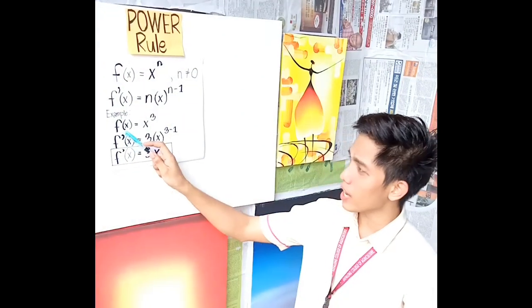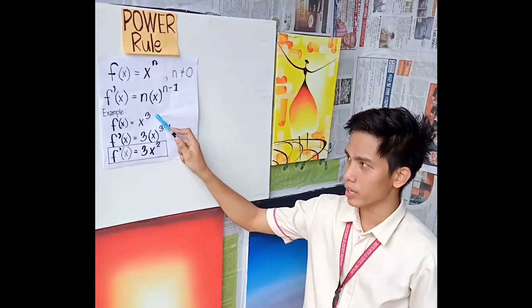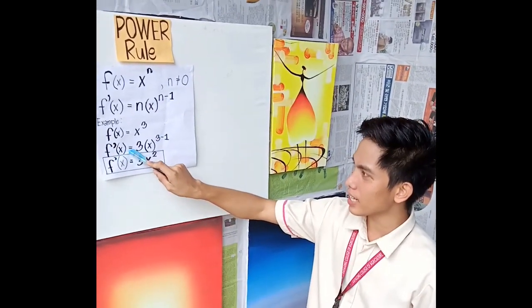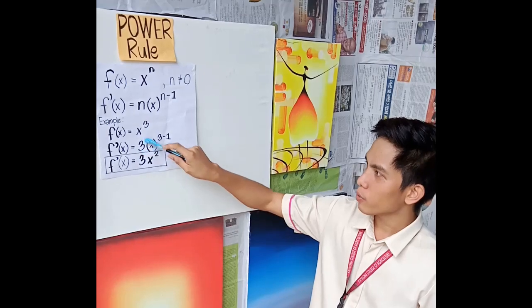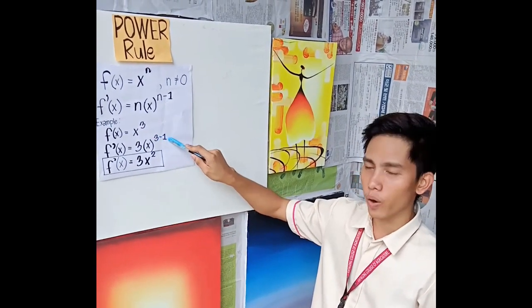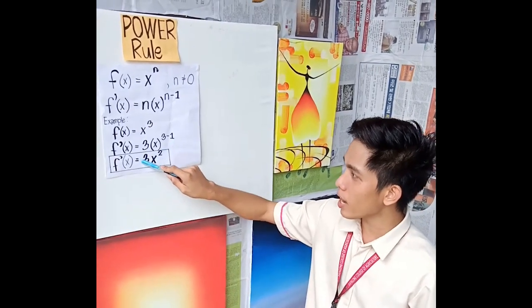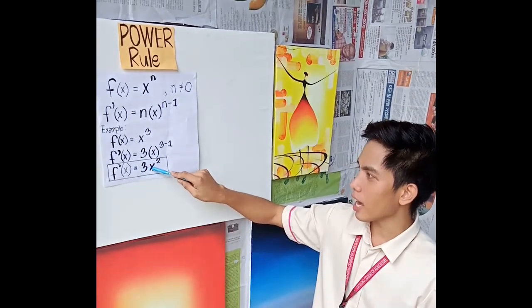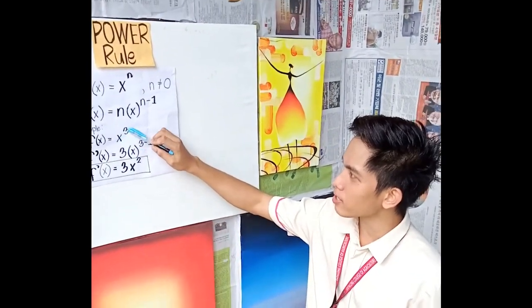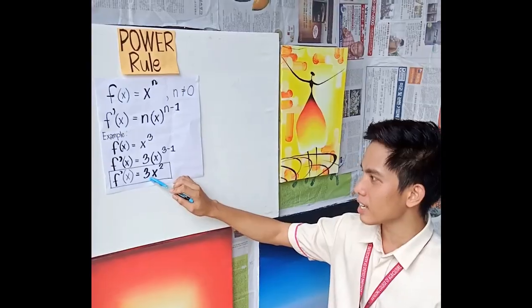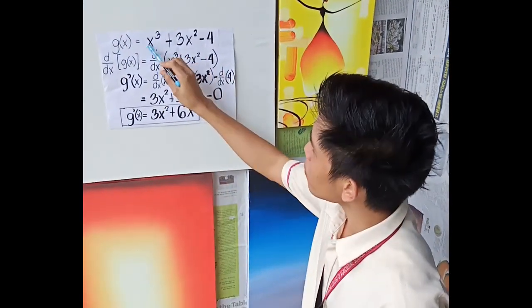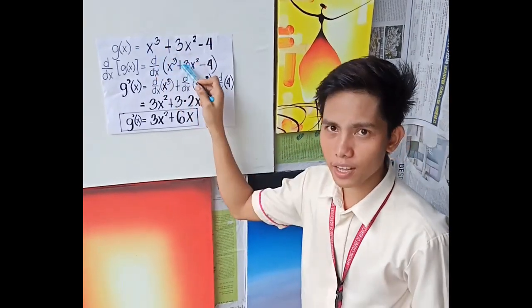For example, if we have f of x equal to x to the third power, we need to apply the power rule. f prime of x is equal to 3, the exponent, which becomes the coefficient of x, and we subtract 1 from 3, so 3 minus 1 is 2. So we have 3 times x squared. The derivative of x to the third power is equal to 3x squared. We will now apply those rules in taking the derivative of a polynomial expression.